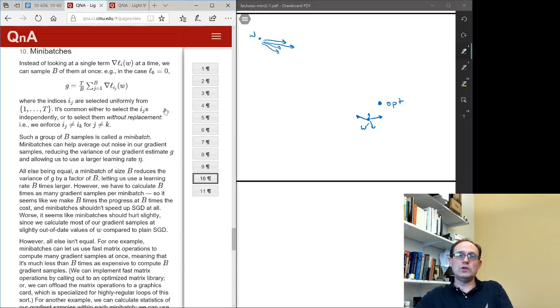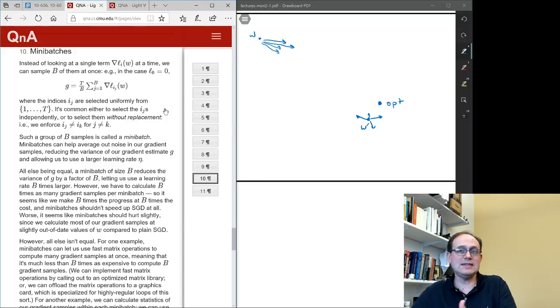So why would we do a mini batch? It's a trade-off, right? We make it more expensive to calculate the gradient estimate because we're doing B times as much work for a batch of size B, but we get a more accurate gradient estimate, which means we can choose a larger learning rate. Now, all else being equal, if we choose a mini batch of size B, that's going to reduce the variance of our gradient estimate by a factor of B and let us use a learning rate that's B times larger.